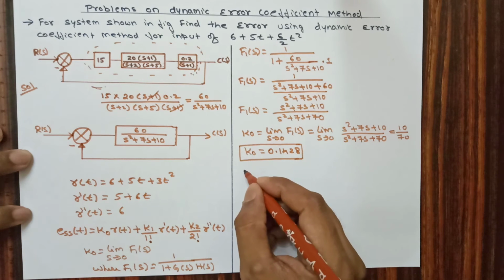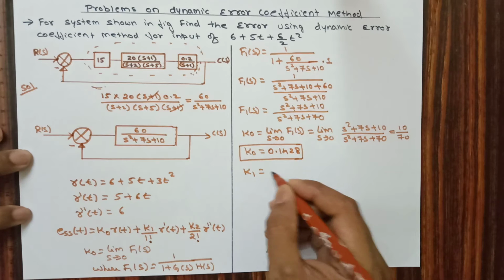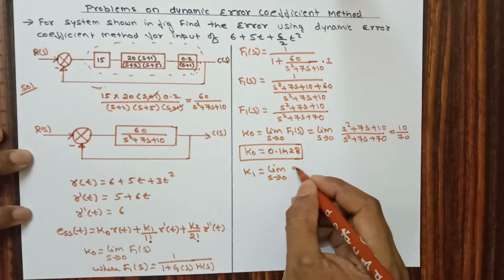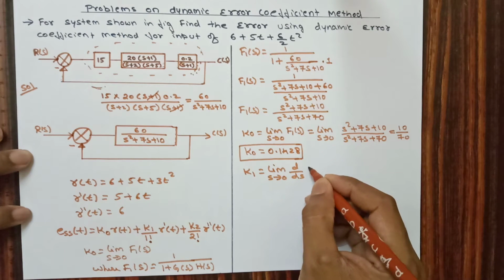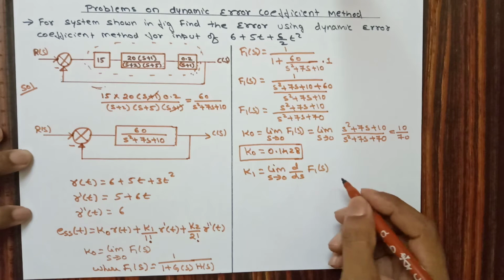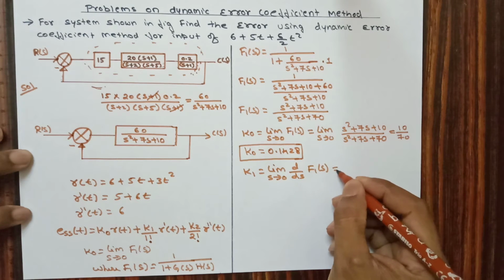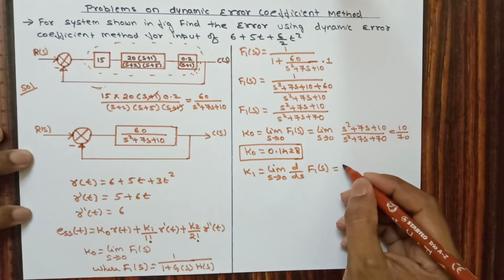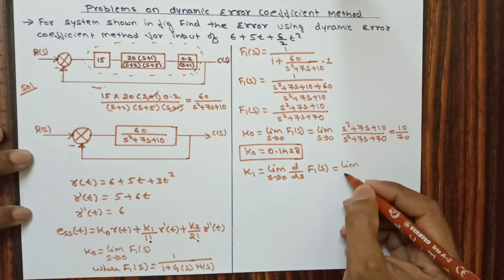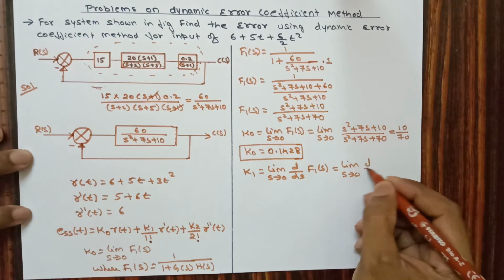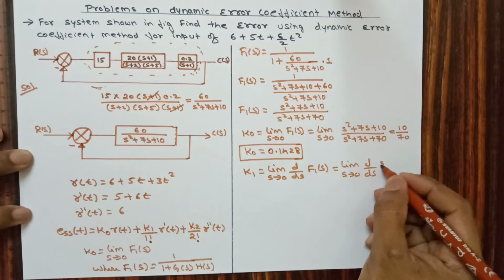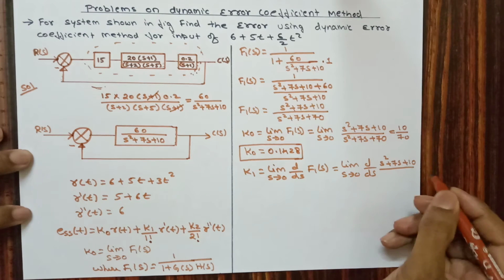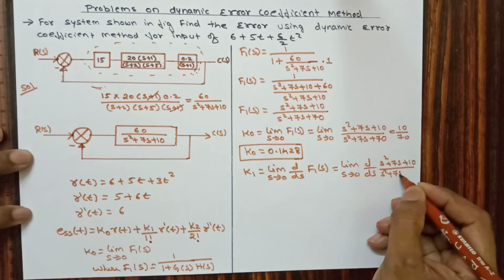Next we'll calculate the k1 value. The k1 formula is: k1 is equivalent to limit s tends to 0 of the differentiation of F1 of s with respect to s. We know that the F1 of s value is this, so differentiating with respect to s, limit s tends to 0 d by ds of s square plus 7s plus 10 divided by s square plus 7s plus 70.